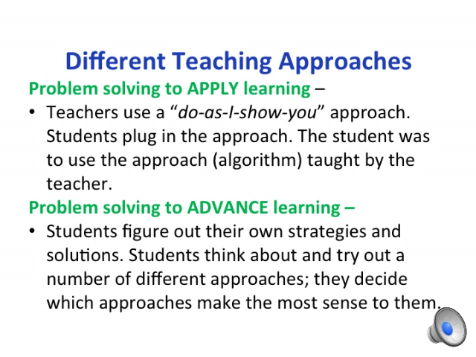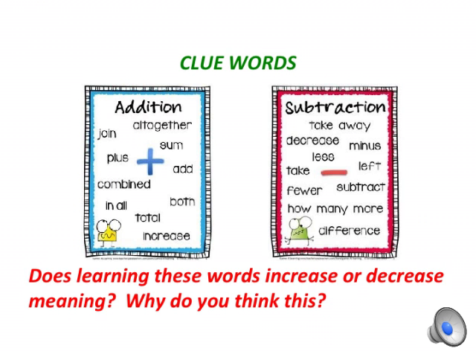And to do a quick summary of the different teaching approaches: in problem solving to apply learning, teachers use a do-as-I-show-you approach. Students plug in the approach. This is the approach that students were to have learned, for example, the algorithm taught by the teacher. In contrast, in problem solving to advance learning, students figure out their own strategies and solutions. Students think about and try out a number of different approaches. They decide which make the most sense to them.